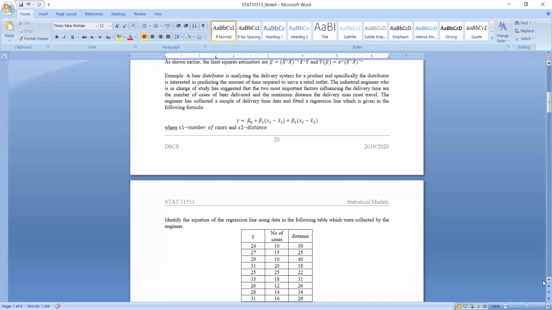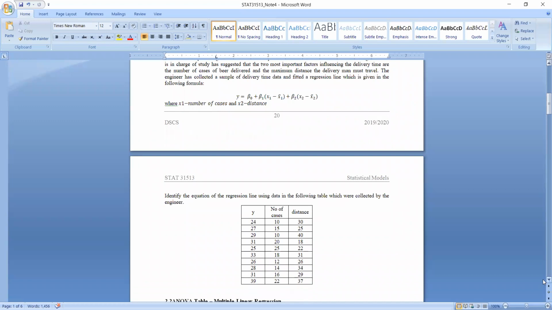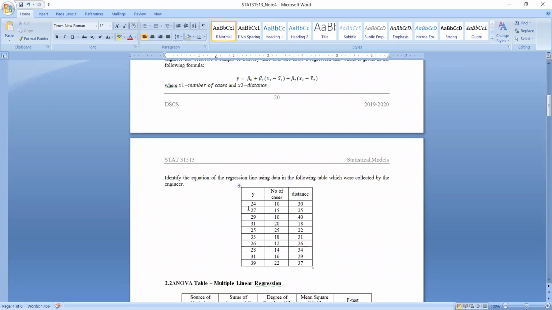Using this data set, they have fitted the regression model. You can see your response variable is Y. There you have different observations for y, and y depends on the number of cases and the distance. So you have 2 x variables, which is more than 1. So you can't apply simple linear regression. You have to go to multiple linear regression. That's why we are using multiple linear regression.